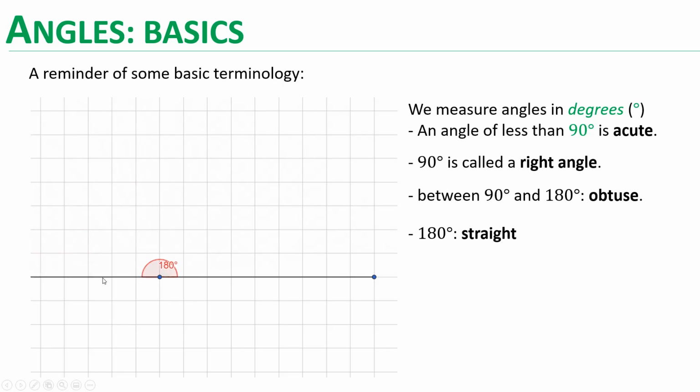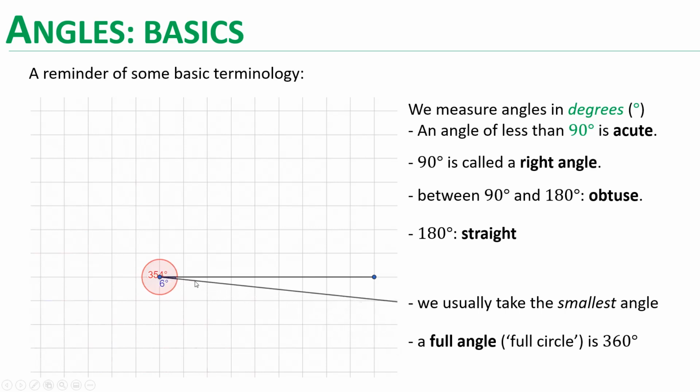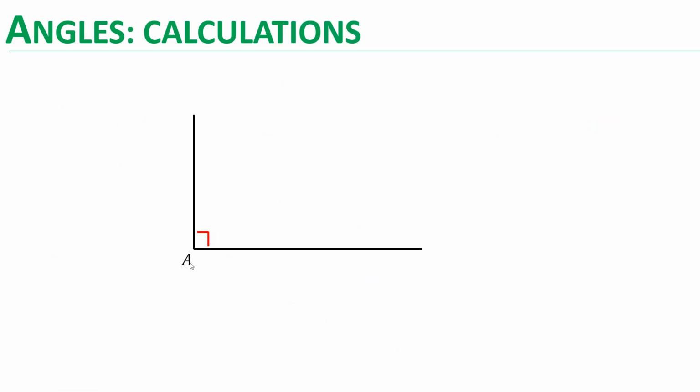Now, as you see, I can go on rotating this arm of the angle beyond 180 degrees, and then we get an even larger angle on this side. But now I also have a smaller angle on the other side, and usually we take the measure of the smallest angle. So this would now have become an acute angle again. And we can also see, of course, how many degrees I will have turned when I have made a full circle here, because that will be 360 degrees. So a full angle or a full circle has 360 degrees. Now, knowing how many degrees right and straight angles are helps us perform certain calculations.